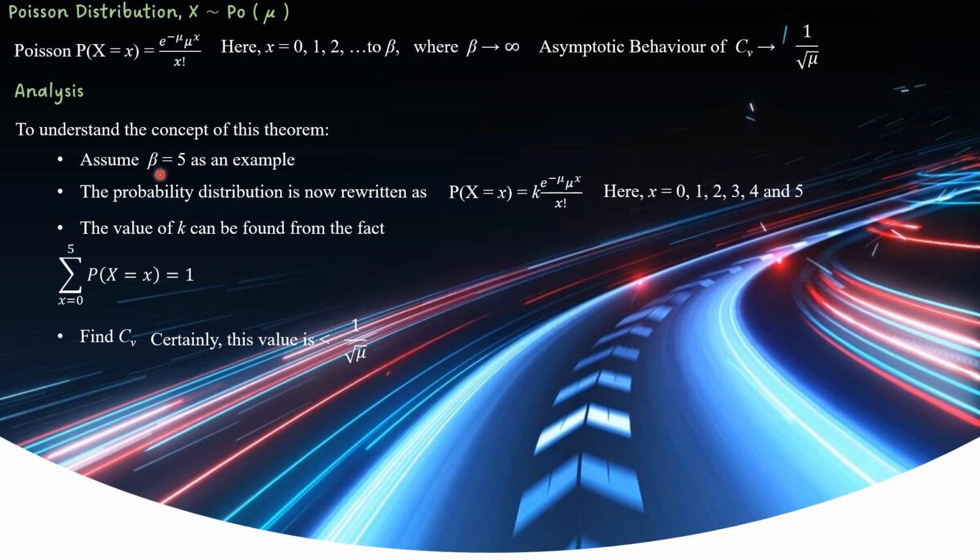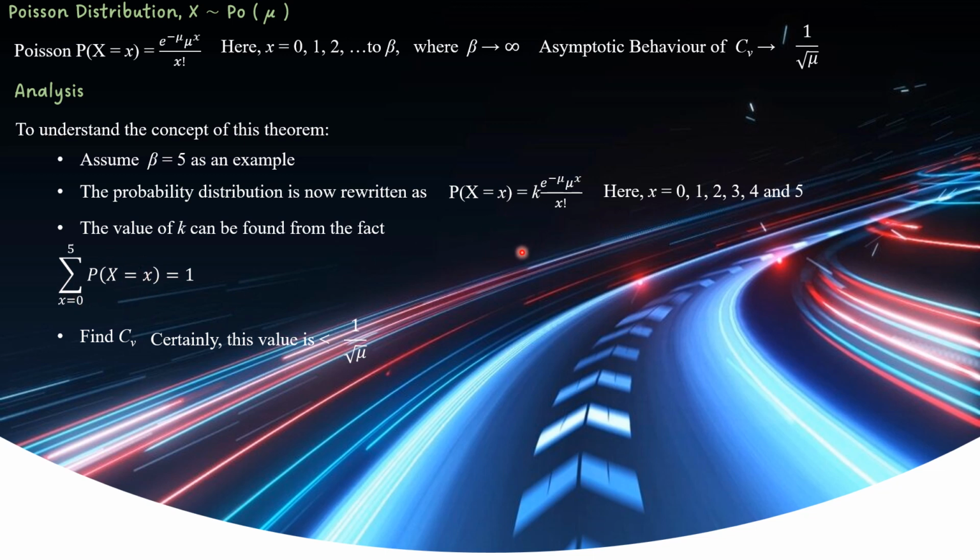So for example, like 5, 10, whatever you want. Then the probability distribution has now to be redefined with a k, because that k will no longer be equal to 1, because you have got now 0 until 5. Then from the principle of conservation of probability, you can work out this k.